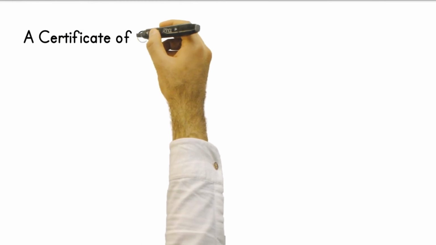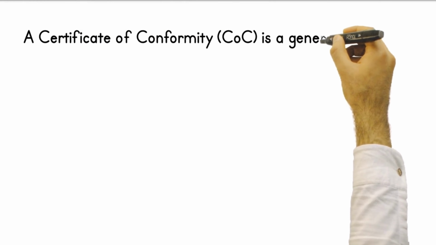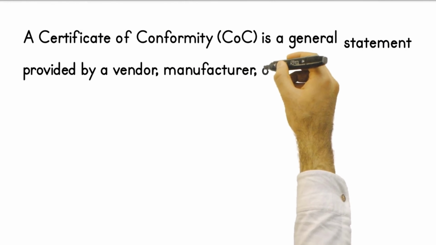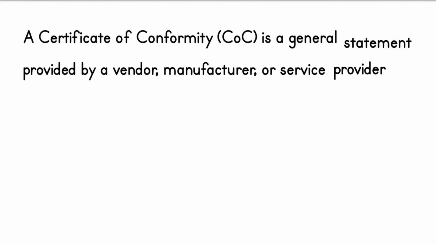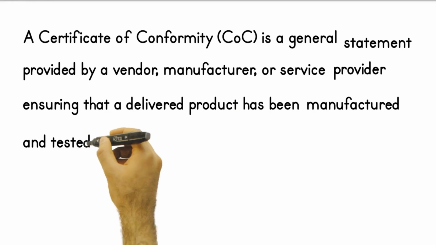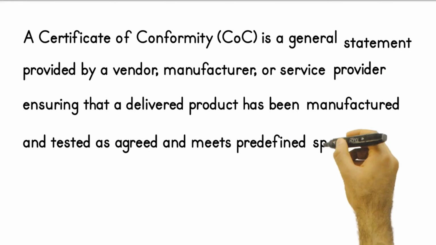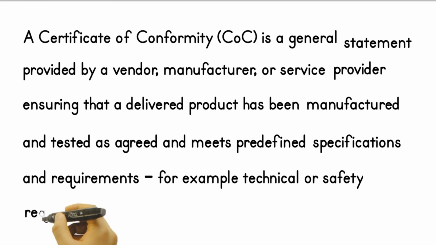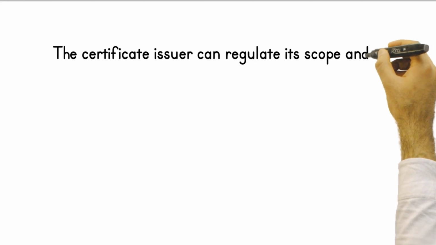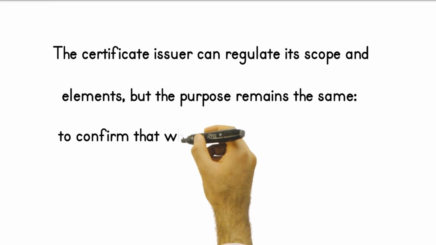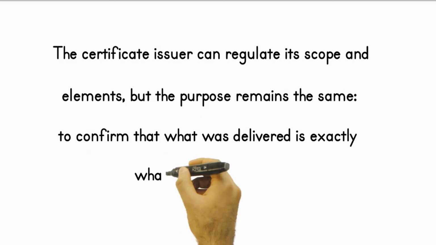A Certificate of Conformity, CoC, is a general statement provided by a vendor, manufacturer, or service provider ensuring that a delivered product has been manufactured and tested as agreed and meets predefined specifications and requirements, for example technical or safety requirements. The certificate issuer can regulate its scope and elements, but the purpose remains the same: to confirm that what was delivered is exactly what was agreed.